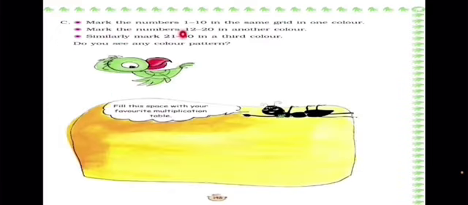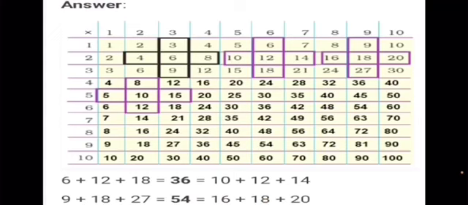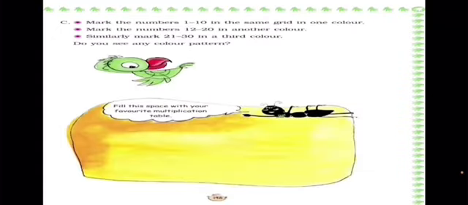Mark the numbers 1 to 10 in the same grid in one color. Mark the numbers 12 to 20 in another color. Similarly, mark 21 to 30 in the third color. Did you see any color pattern? So yes, you can see a pattern over here. Now fill this space with your favorite multiplication pattern. So now you can write any table of your choice over here.